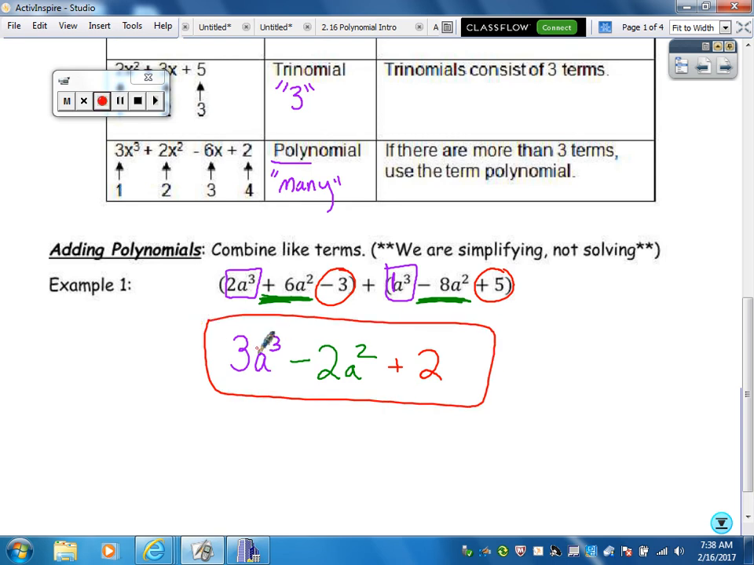Descending order, our exponents go downhill. So it starts with 3, goes to 2, skips over 1 because there's none, and then goes to no exponents whatsoever. Now the reason for this is later on in math, you're going to use what we call the leading coefficient. Let me write that for you, leading coefficient.